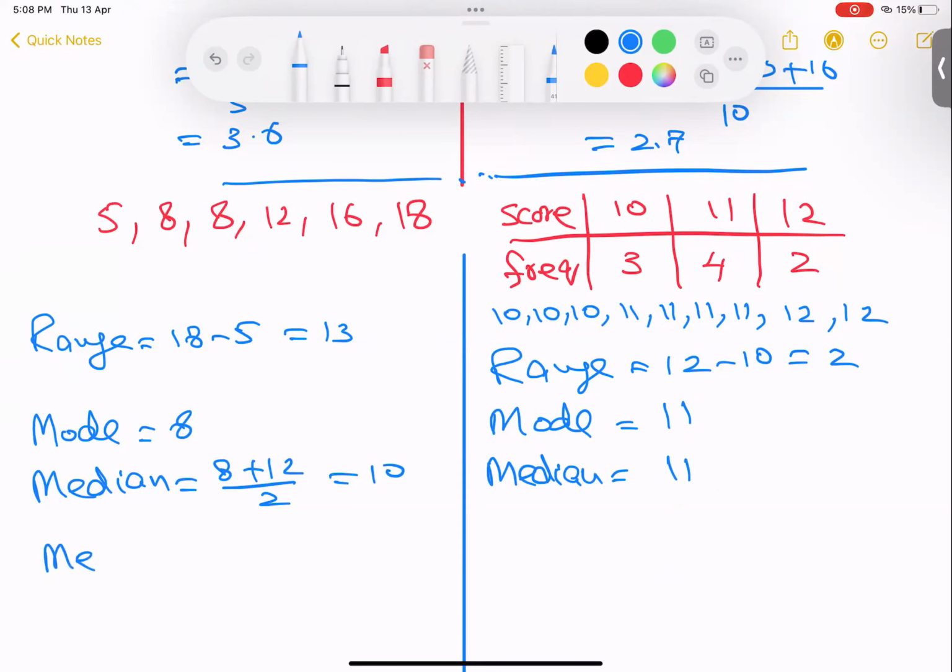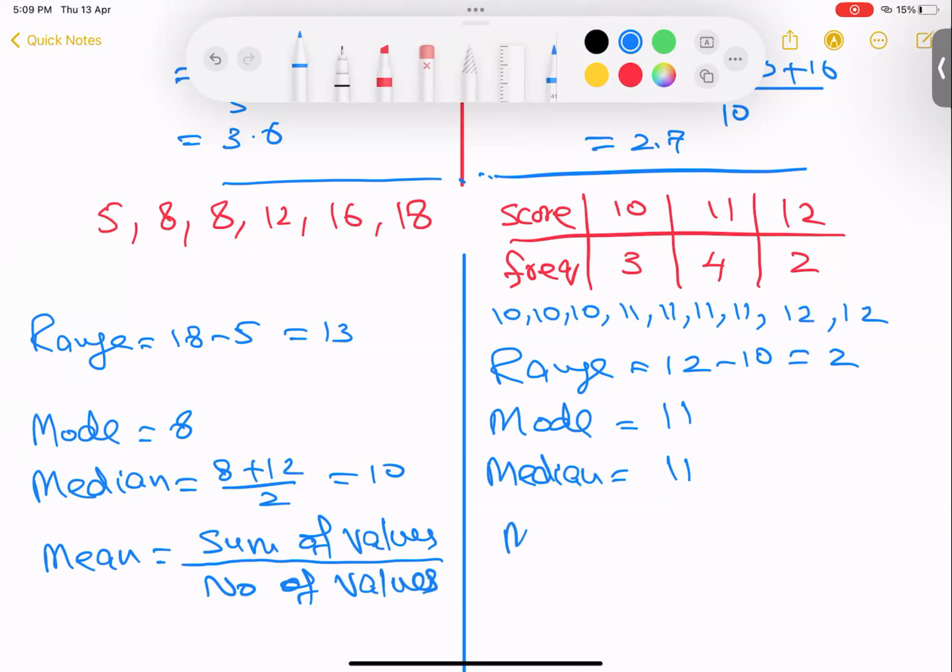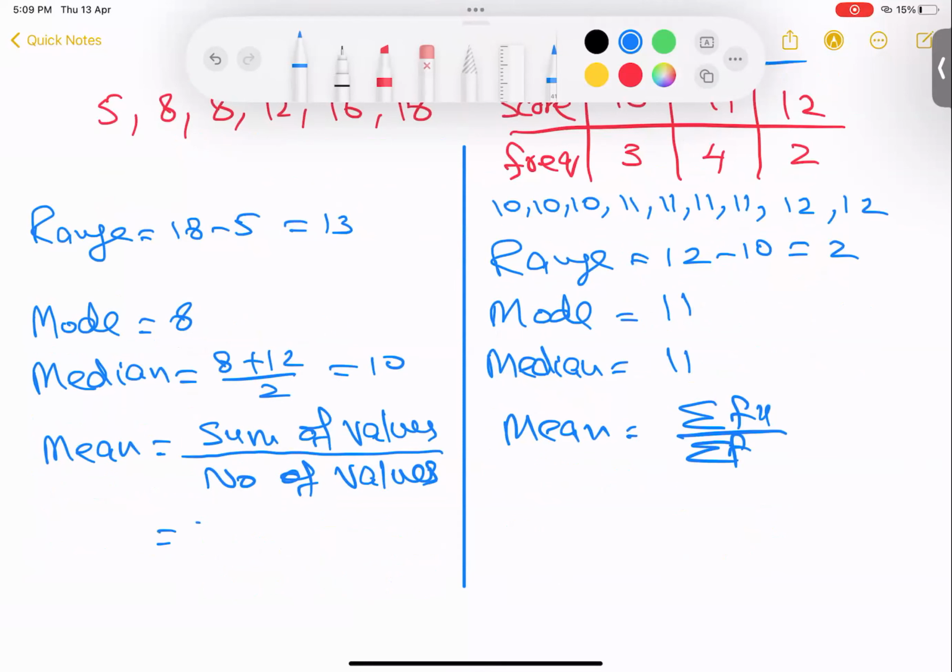Now talk about the mean. And the formula is what here? Here the formula is sum of values by number of values. In a more technical way, for ungrouped data, the mean formula is sigma fx over sigma f. So the answer for the first part, if you add them all: 5 plus 8 plus 8 plus 12 plus 16 plus 18 divided by 6 values. So the answer is 11.2 after rounding.